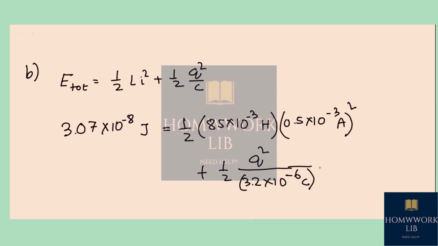So from here, if we solve for it, we see that charge Q is equal to 3.58 times 10 to the power negative 7 coulomb, or in terms of nanocoulomb, it's 358 nanocoulomb.